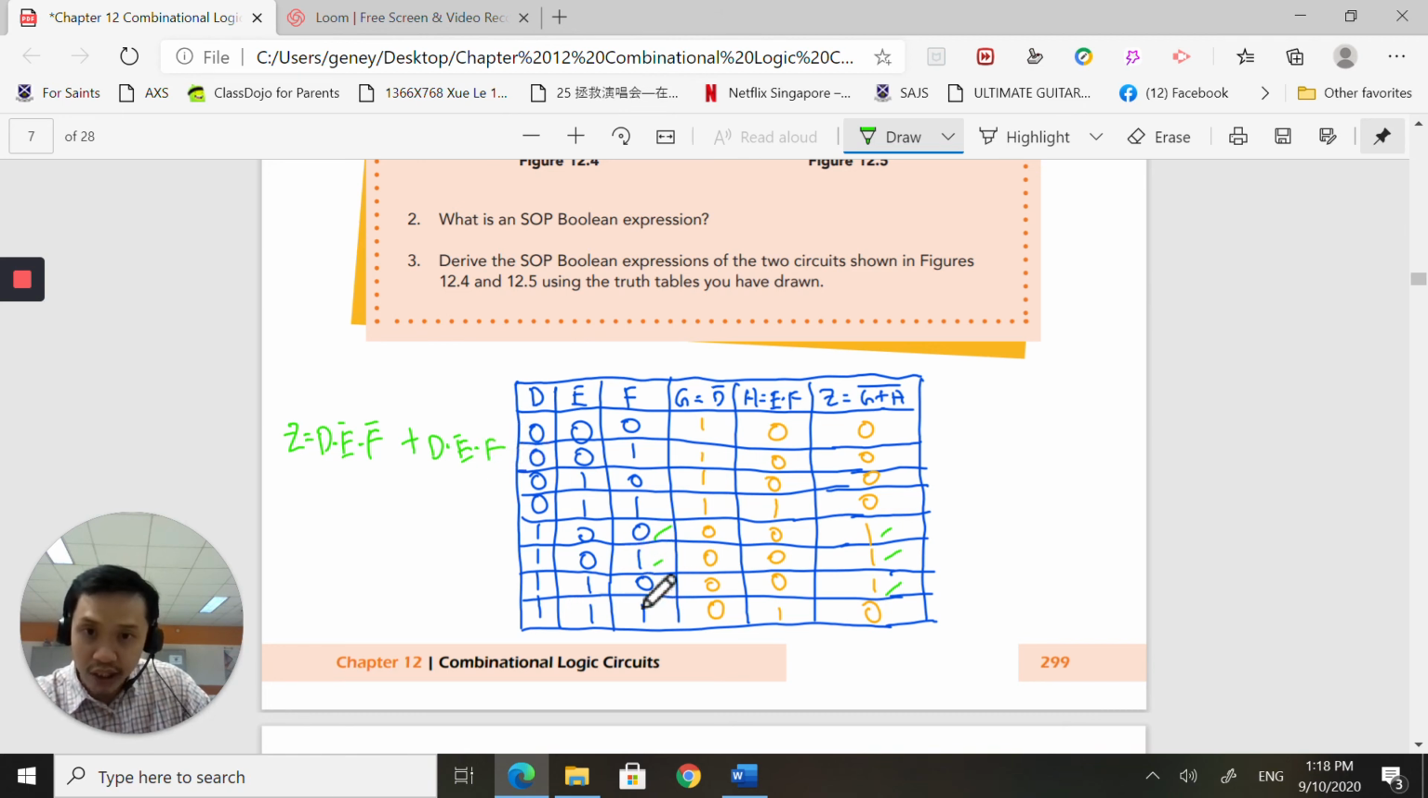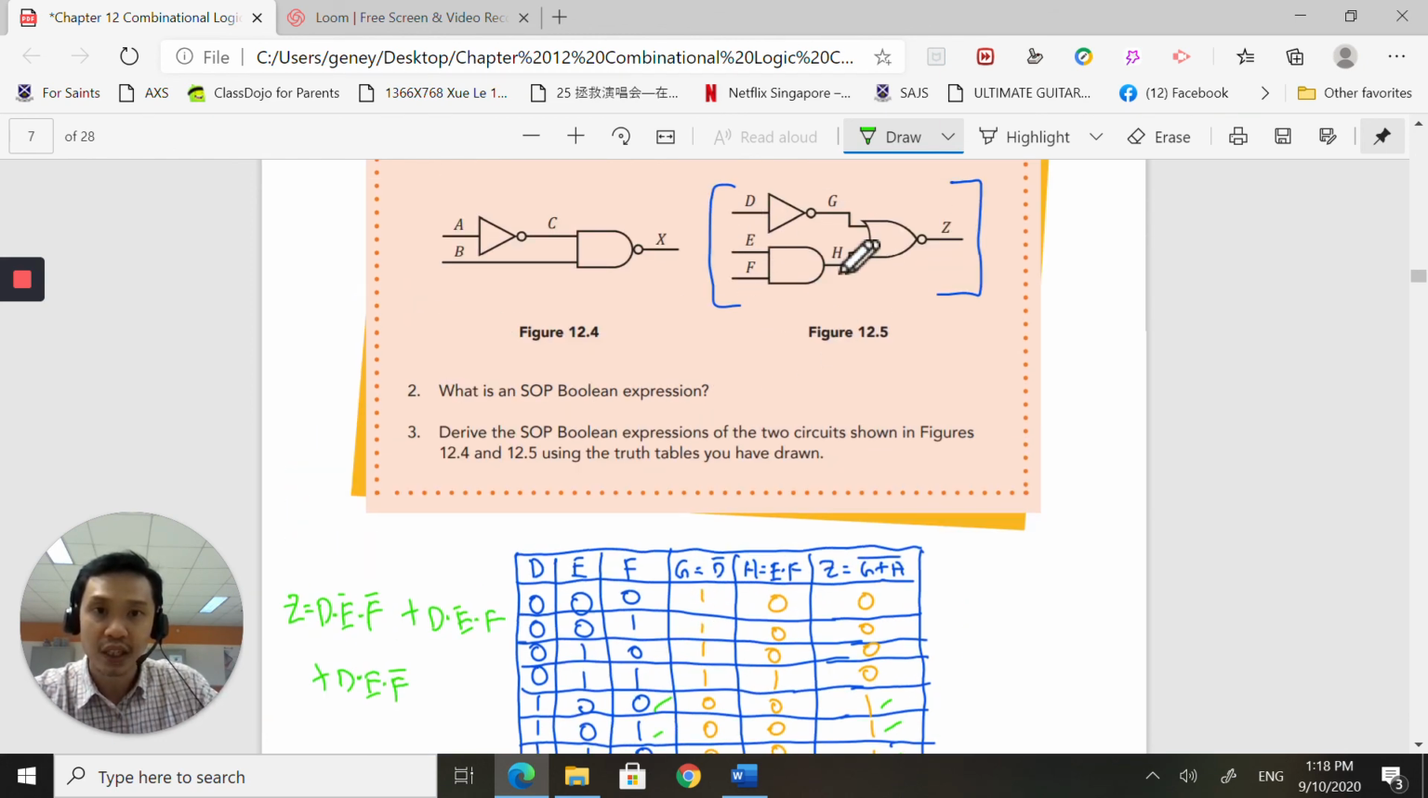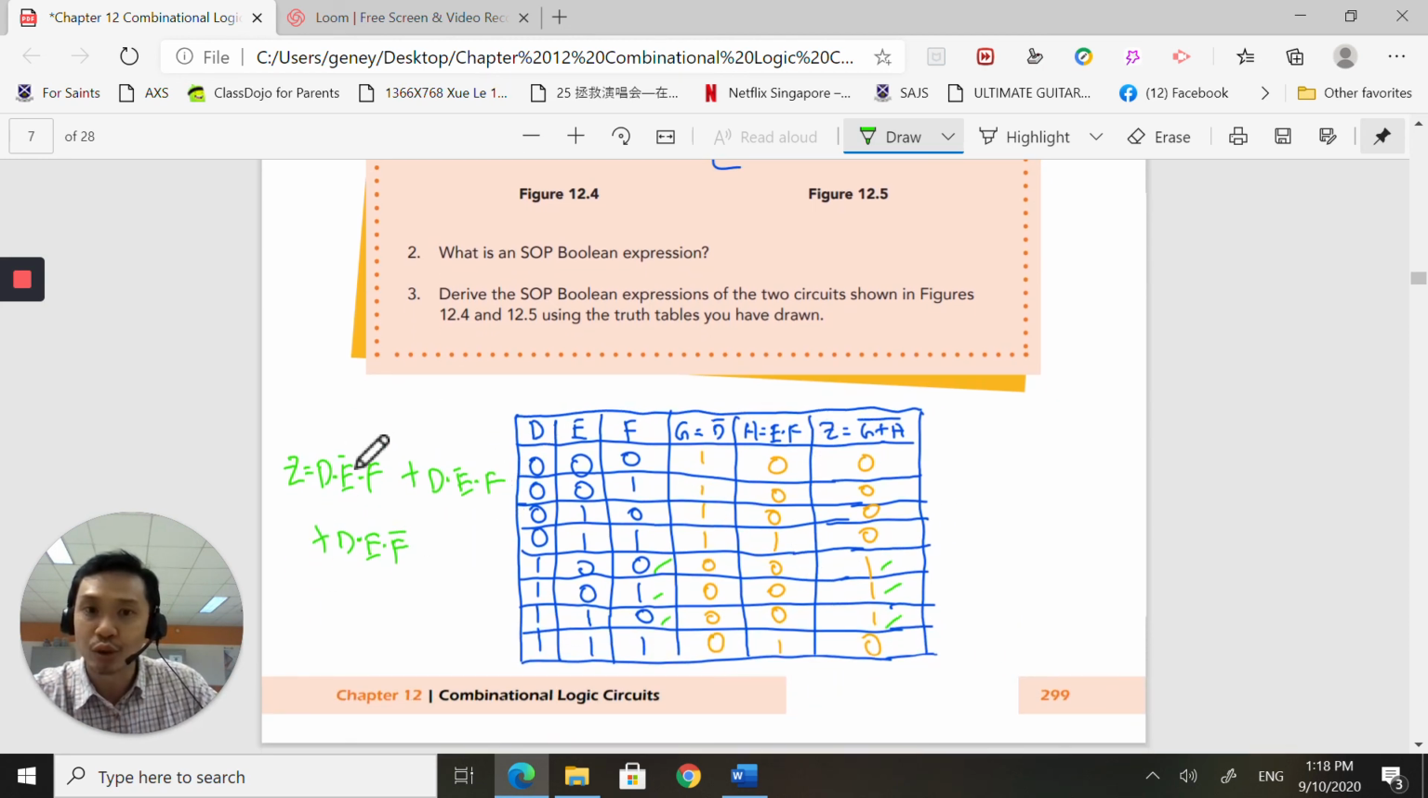or there's one more scenario that Z will be true. So I'm just gonna write here, I don't have space. D and E and F complement happens. Okay, so this is the SOP expression for this logic circuit. All right, so you must be able to, by the end of this video, come up with the truth table, draw the truth table, fill in the truth table, and using the truth table, come up with the SOP expression.